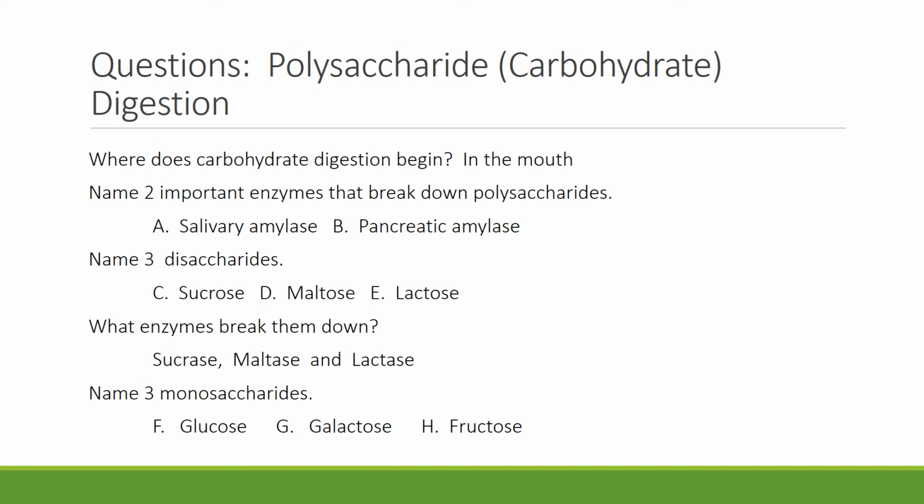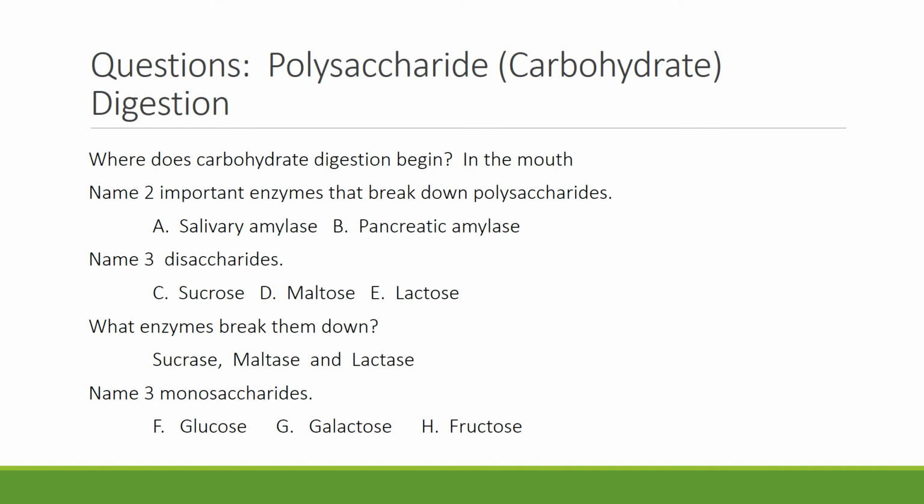You should be able to answer these questions about polysaccharide or carbohydrate digestion. Where does carbohydrate digestion begin? And the answer is in the mouth. Name 2 important enzymes that break down polysaccharides, and they are salivary amylase and pancreatic amylase. Name the 3 disaccharides: sucrose, maltose, and lactose, and what enzymes break each down. And they are the enzymes sucrase, maltase, and lactase.